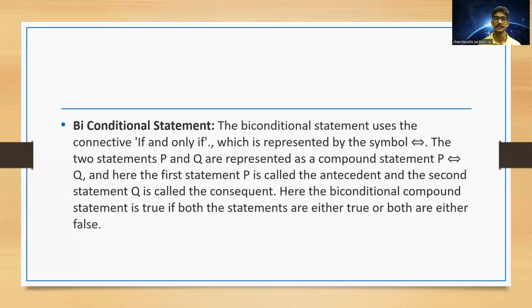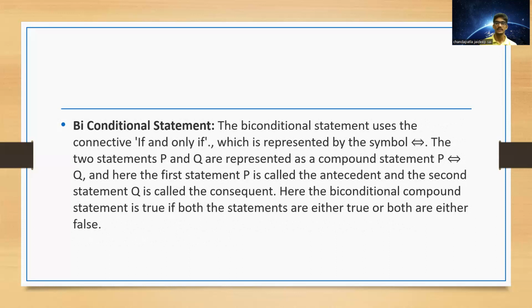Coming to the biconditional statement, the biconditional statement uses the connective if and only if, which is represented by the symbol bi-implies. The two statements P and Q are represented as a compound statement P bi-implies Q. And here the first statement P is called the antecedent and the second statement Q is called the consequent. Here the biconditional compound statement is true if both the statements are either true or both are false.